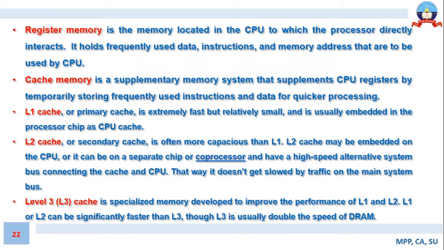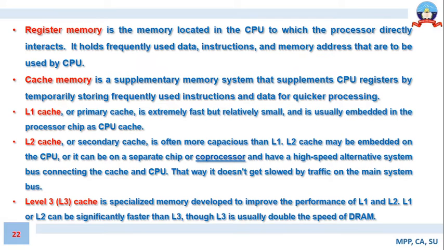Then you have cache memory. Cache memory is also called supplementary memory. It is used in order to supplement the CPU register, and it holds frequently used instructions and data. There are three different variants of cache: L1 cache, L2 cache, and L3 cache. L1 cache is an onboard memory that is very fast, but relatively smaller in size, and it's often placed in the processor itself.